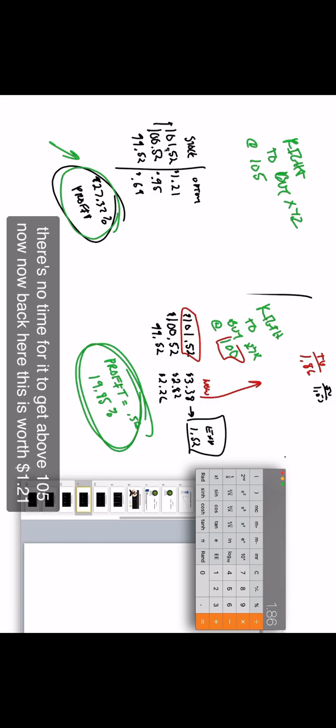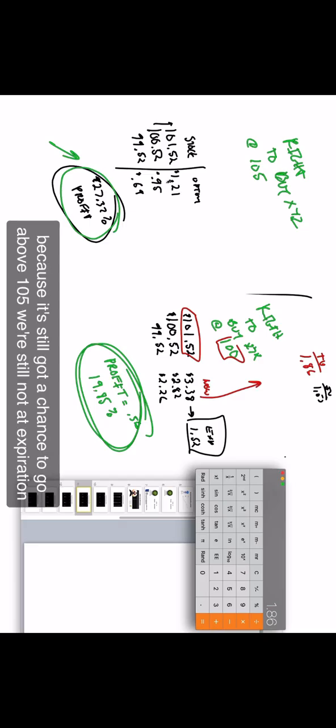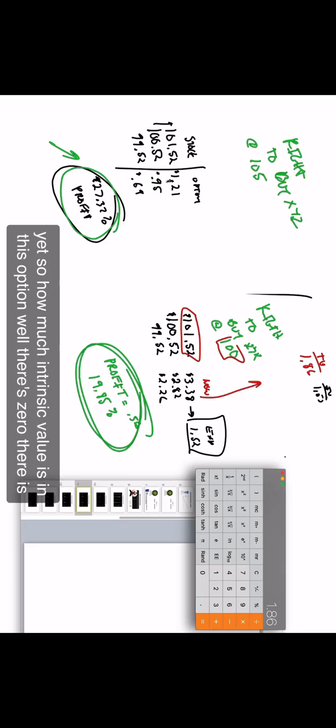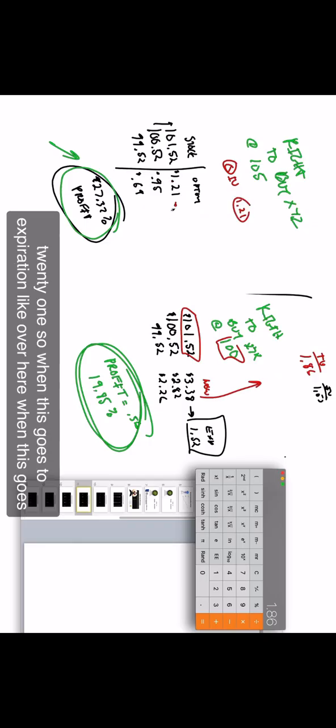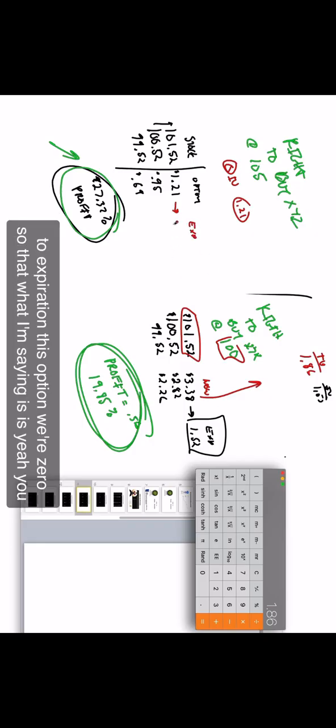There's no time for it to get above 105 now. Back here, this is worth $1.21 because it's still got a chance to go above 105. We're still not at expiration yet. So how much intrinsic value is in this option? There is zero intrinsic value, absolutely zero. So the time value is $1.21. When this goes to expiration, like over here, this option will be worth zero.